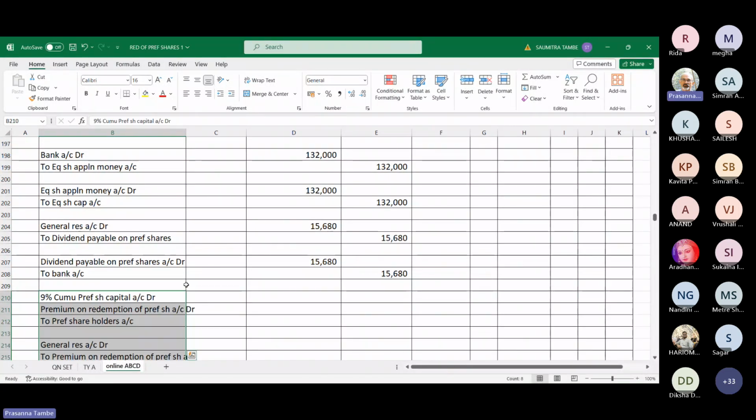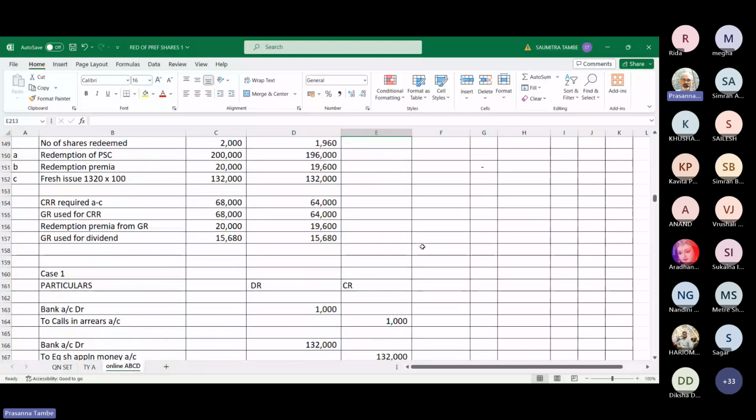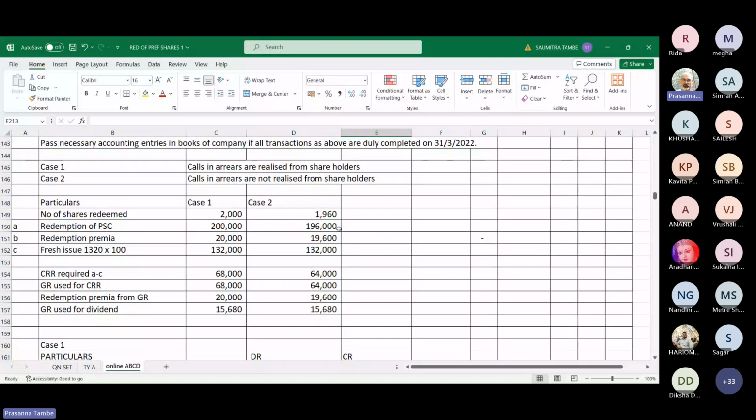Now our share capital for redemption is 1,96,000. Our premium is 19,600. And the amount payable to preference shareholders will be the summation of these two. This is already there in our calculation, I'm just taking the numbers from there. 1,96,000 and 19,600. You can see here, these are the amounts that we had calculated in Case 2, redemption of preference share capital. So those amounts will come here now.